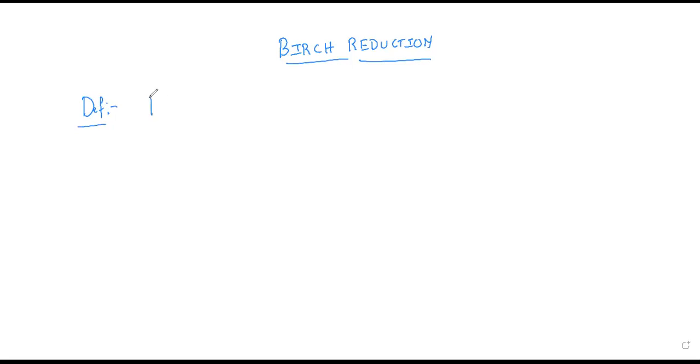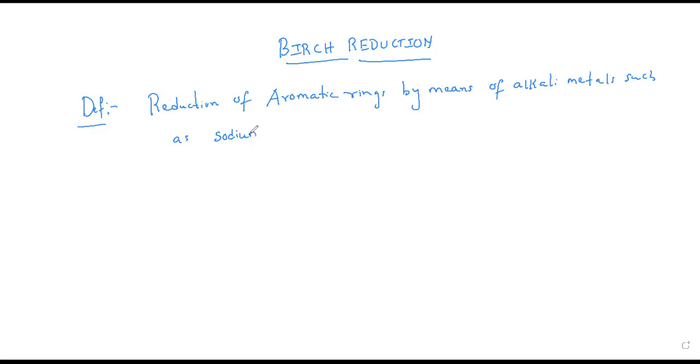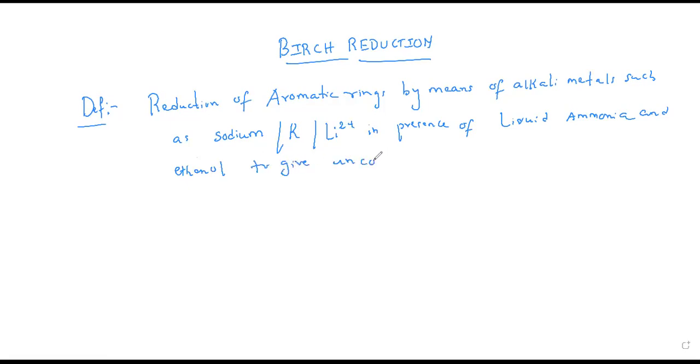So Birch reduction is nothing but reduction of aromatic rings by means of alkali metals such as sodium or potassium or lithium in presence of liquid ammonia and ethanol to give unconjugated dienes.